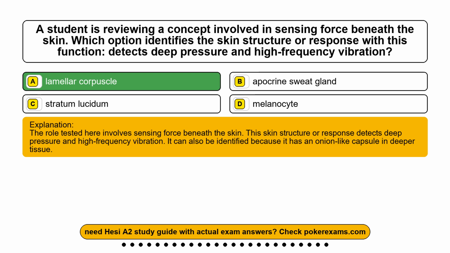The role tested here involves sensing force beneath the skin. This skin structure or response detects deep pressure and high frequency vibration. It can also be identified because it has an onion-like capsule in deeper tissue.